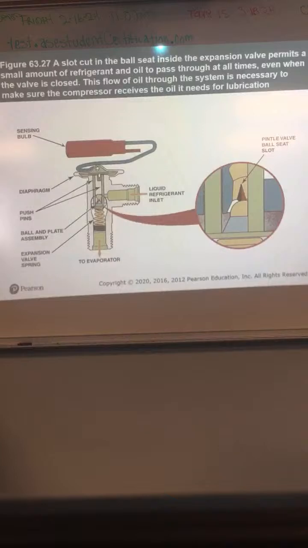Just show you how it works inside. It's got a slot cut in the ball seat inside the expansion valve. Permits a small amount of refrigerant and oil to pass through it at all times, even when it's closed. So it's never completely closed. This flow of oil through the system is necessary to make sure the compressor has the oil that it needs.